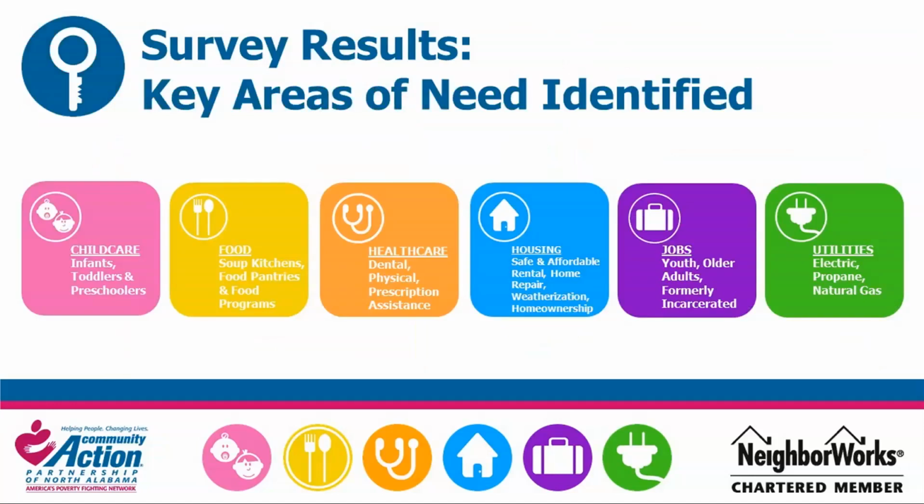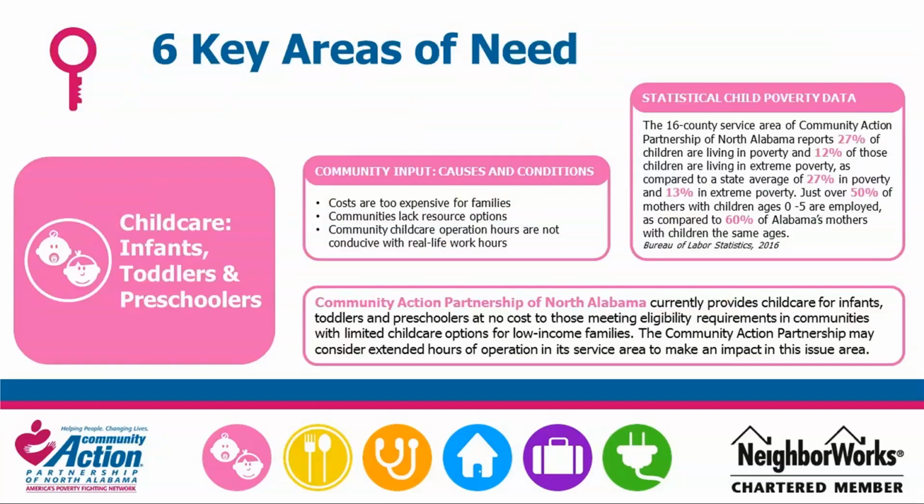So we ended up with our 6 top needs, with child care, food, health care, housing, jobs, utilities, and those sub-areas, and we gained clarity and validation as we had hoped through our focus groups.